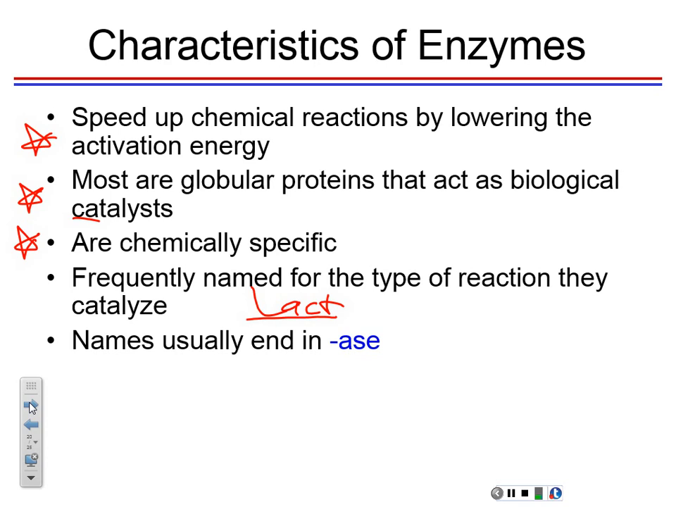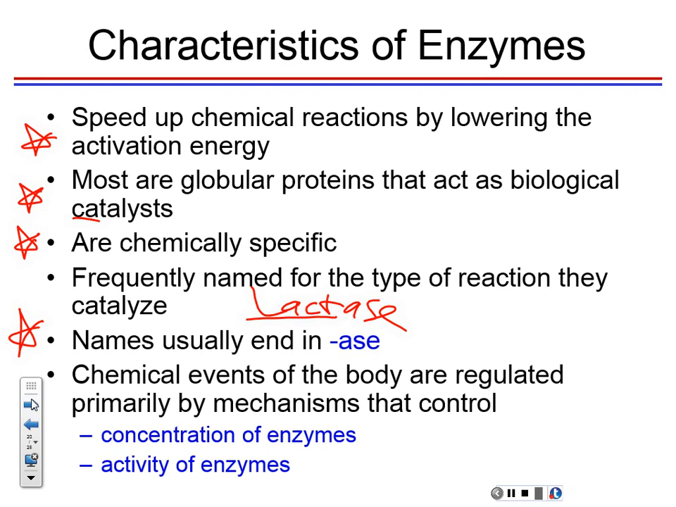So it will be lactase. Lact stands for lactose, which is the substrate that you're breaking down, and then ASE. That's the terminology. Acetylcholinesterase, same thing. It will break down acetylcholine, usually at the neuromuscular junction, because acetylcholine is a neurotransmitter, right?